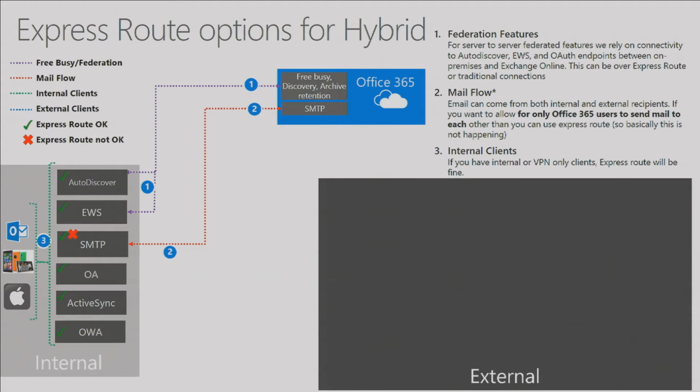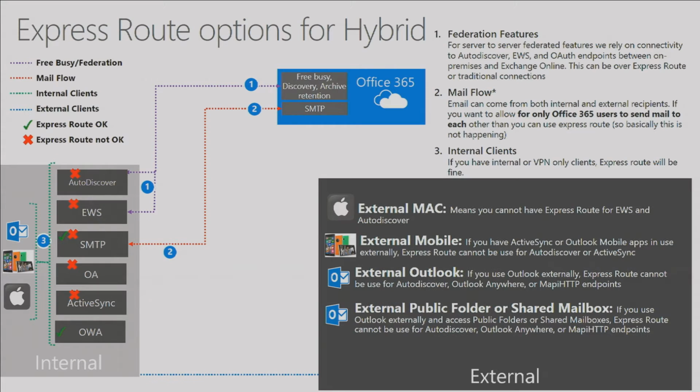But as soon as you have external access to those endpoints, as soon as you have people accessing OWA externally, you need to make sure that that URL is not published through ExpressRoute. If they're accessing hybrid public folders, well, now you can't have Outlook Anywhere published to ExpressRoute. If you have external clients connecting, you are essentially taking those protocols that those clients use out of ExpressRoute. You have to make a decision. Do I want that URL to be ExpressRoute only, or do I want it to be open to everybody? Okay? That's the decision you have to make.